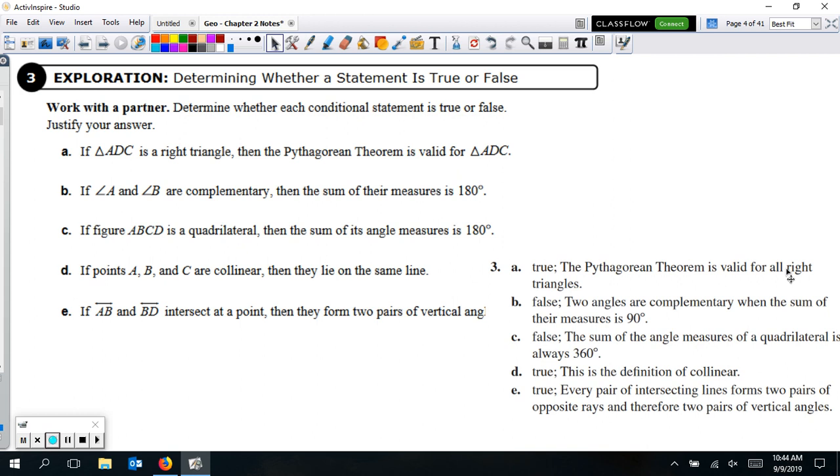And D says if points A, B, C are collinear, then they lie on the same line. Well, we learned that word last chapter as well, collinear. And again, that means exactly what this says, that they are points that lie on the same line, so yes. And our reasoning is just the fact that that's the definition of collinear, is that they lie on the same line. So we're using our definition to justify our answer there.